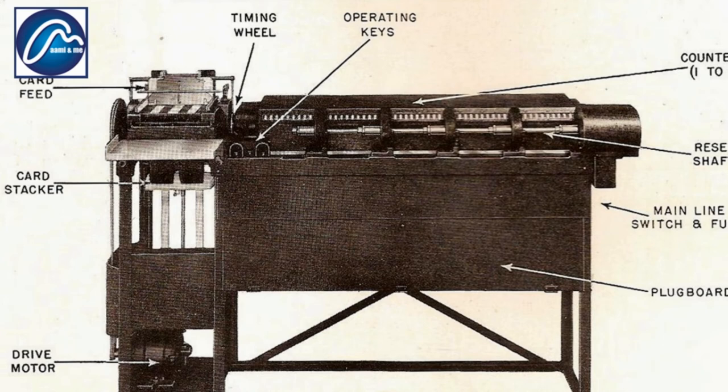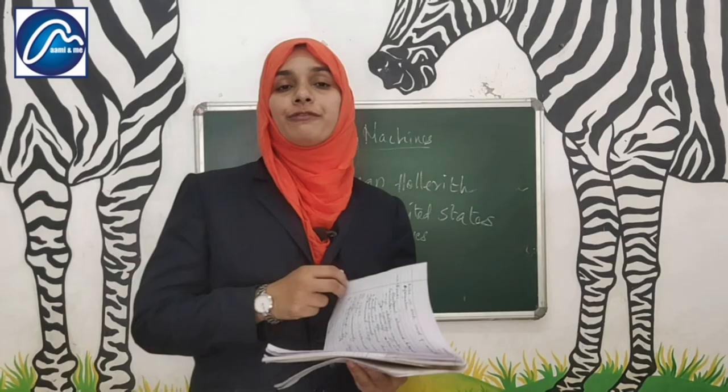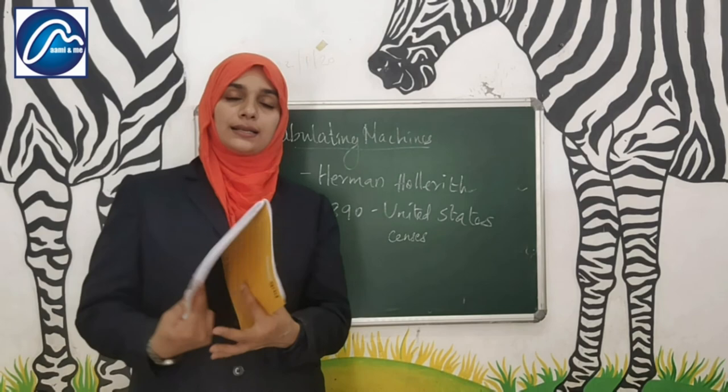Input was fed into tabulating machines in the form of punched cards. We are giving this information as inputs in the form of punched cards. The machine could count the number of holes in those punched cards and record it.